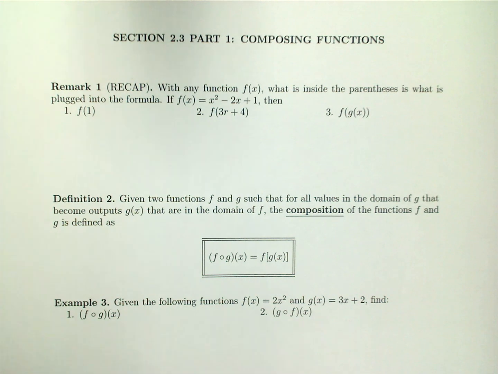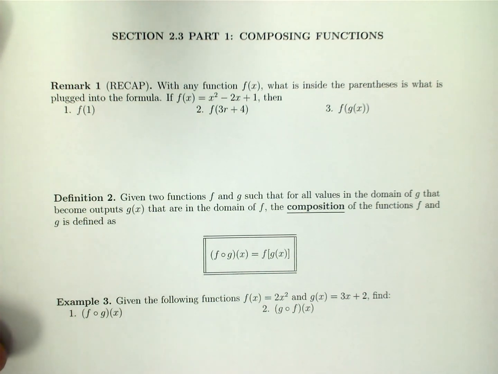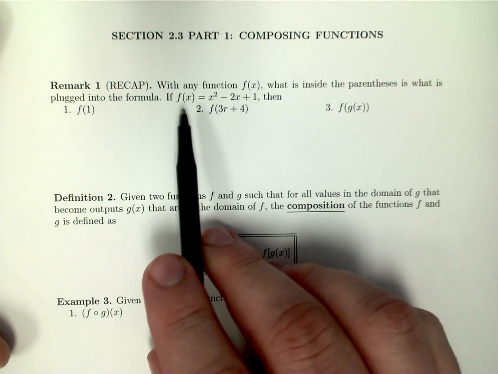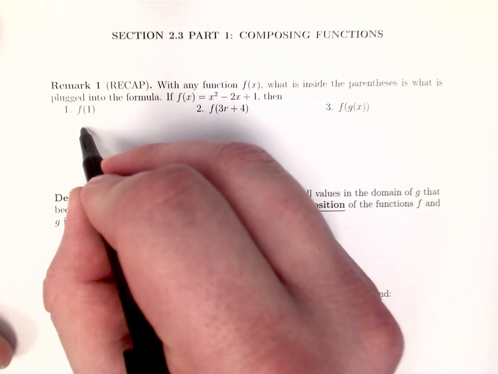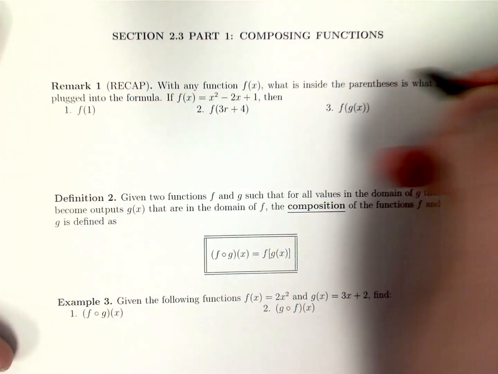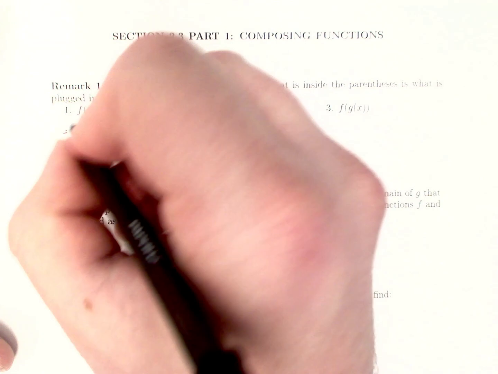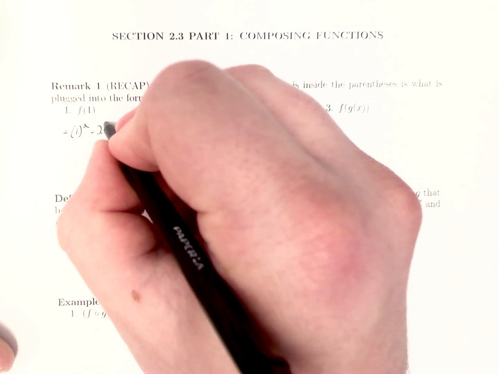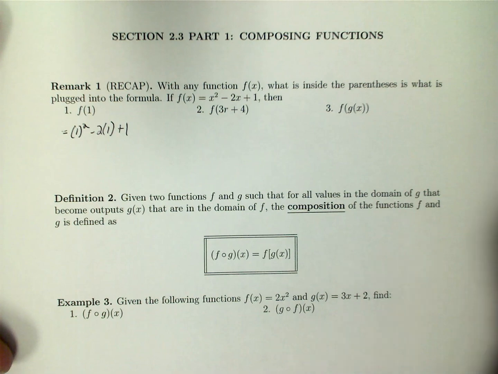So, brief recap. If you see something inside the parentheses of a function, that's what you plug into the formula. So, if you have f of x equals x squared minus 2x plus 1, and you see f of 1, what do you do? Well, you plug in 1 to the formula. So it says x squared, so 1 squared minus 2x, so minus 2 times 1 plus 1, right? So we're not going to simplify this, I'm just making a point.